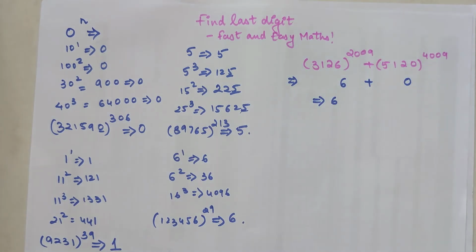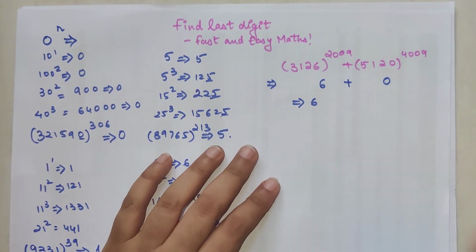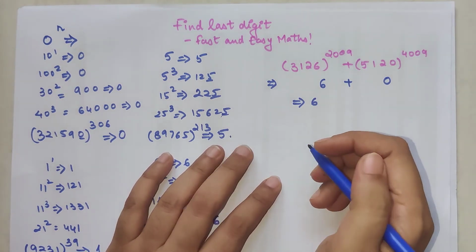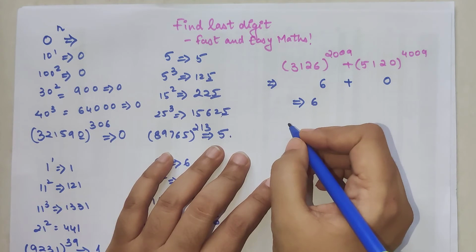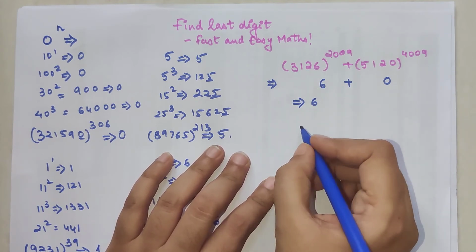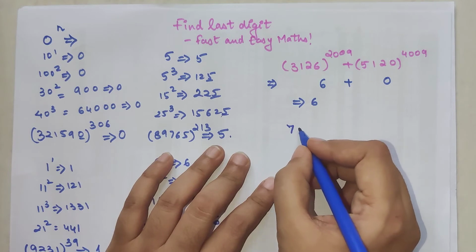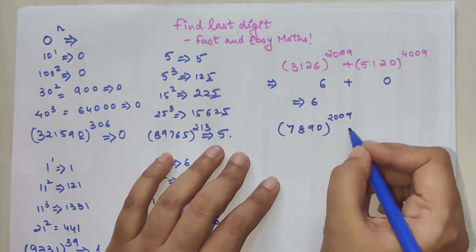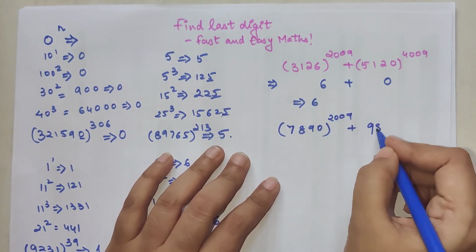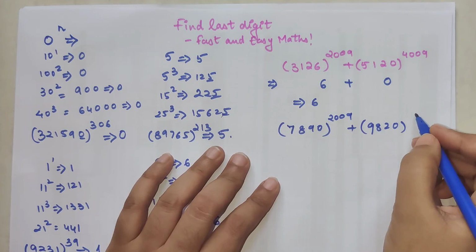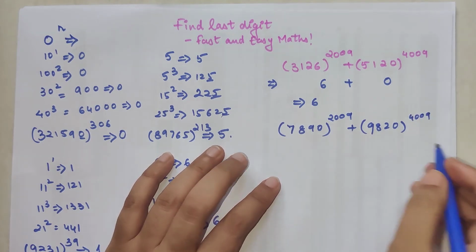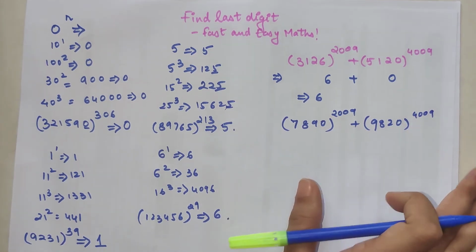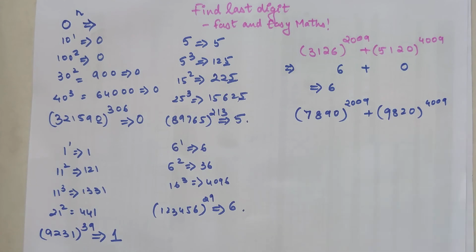Okay, so now instead of this, had I given you a sum which was looking something like this. Yeah, I think this sum was actually asked in one of these entrances only. So 7890, the whole raised to 2009, plus 9820, the whole raised to 4009. I think, yeah, this was the sum. So again here also the last digits are 0, so I'm sure you must have said that the last digit is 0 in this case.